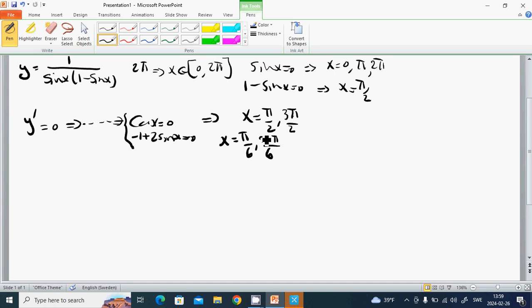And when we see also for x equals p half, both y and y prime go to infinite.